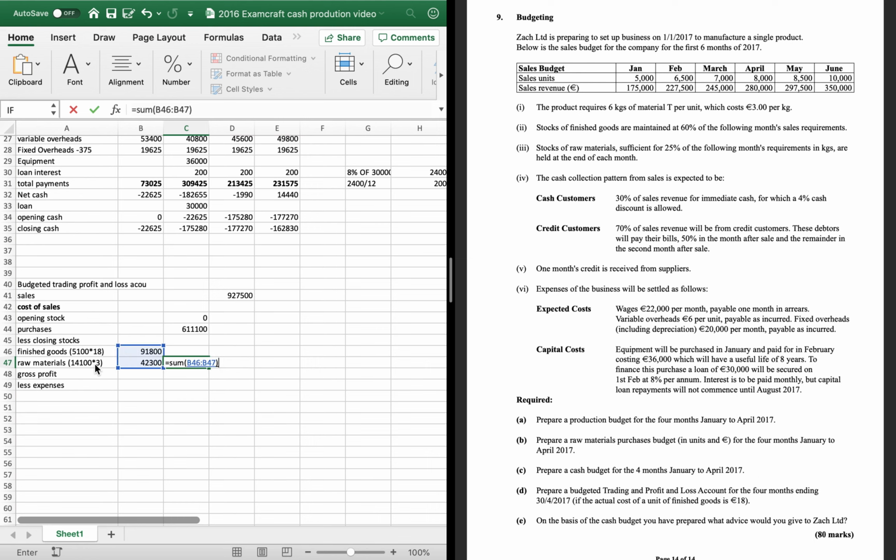Two of them added together, and remember they're minuses. So it's opening stock plus purchases minus closing stock, which we'll take away, is 477. So your gross profit then is those put together.